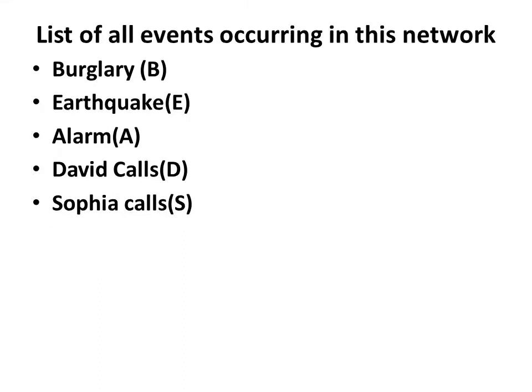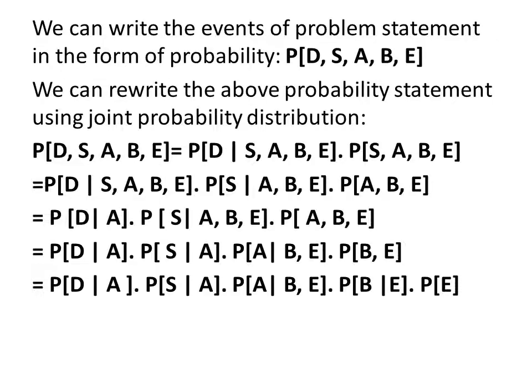List of all events occurring in this network. What are the events occurring in this particular example network? Burglary, represented with capital B. Earthquake, represented with capital E. Alarm, represented with capital A. When David calls, it is represented with capital D. When Sophia calls, it is represented with capital S. We can write the events of the problem statement in the form of probability, that is, probability of D, S, A, B, E.